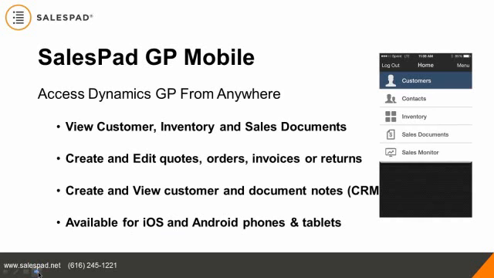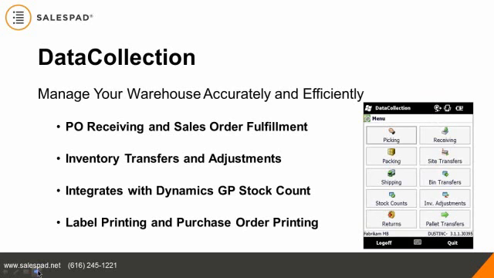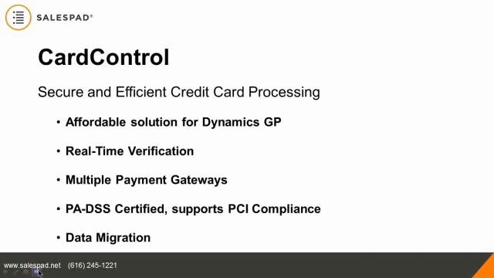And data collection is our warehouse management system. So this will allow you to pick and receive documents right into GP, automate stock counts, inventory adjustments, and warehouse transfers. And again, this is going to work specifically right into GP. So it'll allow you to go paperless, and you can also print your item and bin labels from here as well.